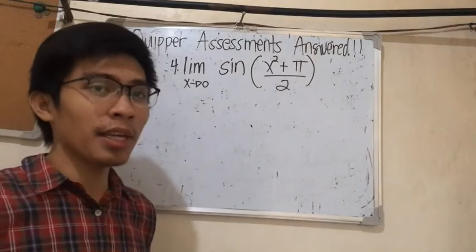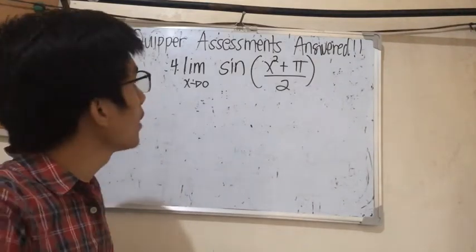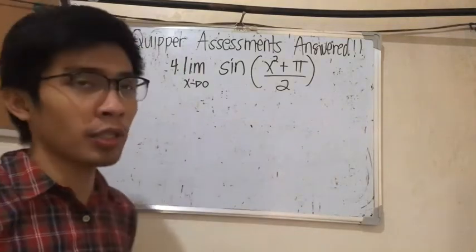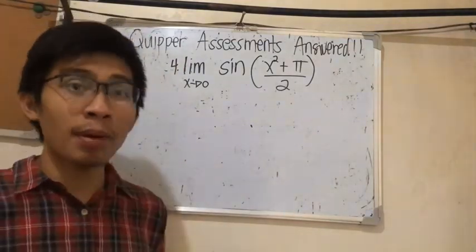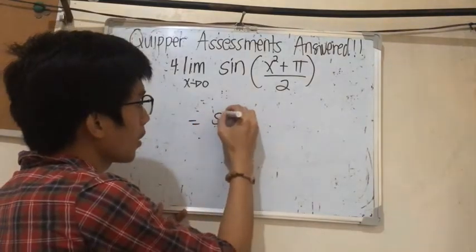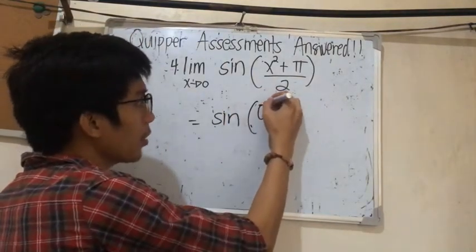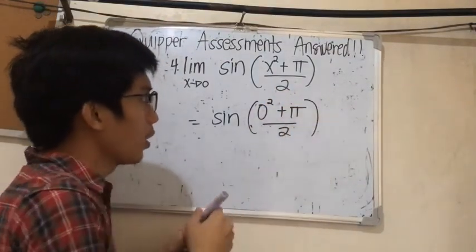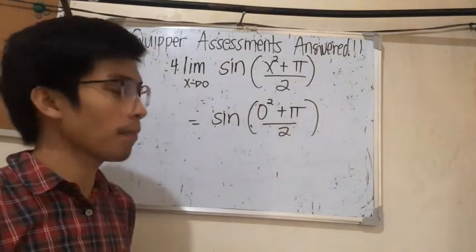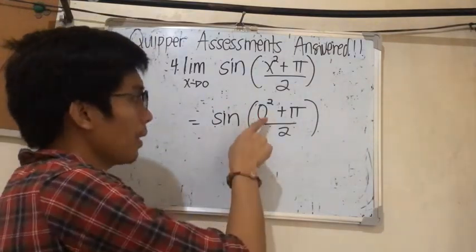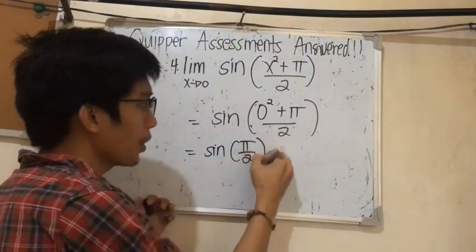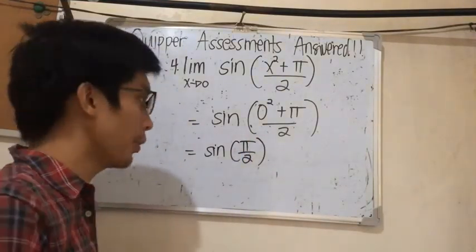I do hope that you already answered it on your own, and let's try to check if you got it right. So in this problem, I have a function sine of x squared plus pi all over 2 as x approaches 0. What's the best way to solve this one? By still using the direct substitution method. Once you use the direct substitution method, it will become sine of 0 squared plus pi all over 2. Since we only have one variable, x squared, we can only substitute 0 in that variable. After we substitute, we keep on simplifying, and 0 squared is 0. What is left now is sine pi over 2, because 0 plus pi is still pi over 2.